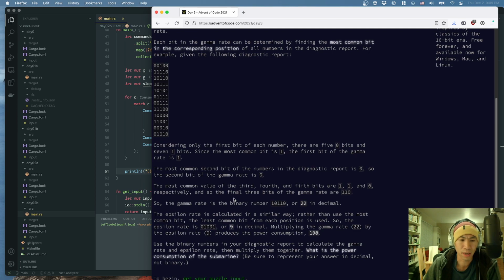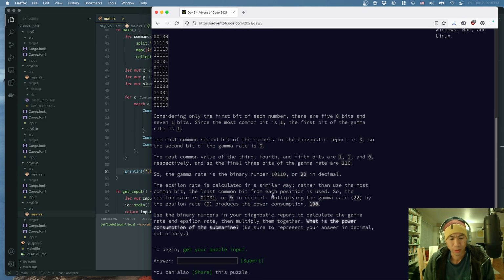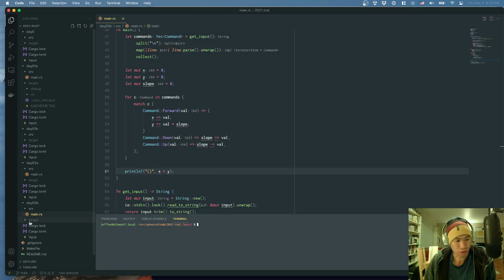And then to calculate binary, I think we can just kind of brute force it. We'll just keep a vector of ones or zeros, and then just multiply. We'll do some exponentiation there. Powers of 2 shouldn't be that big a deal. Okay, so let's go ahead and create a directory for day 3A.